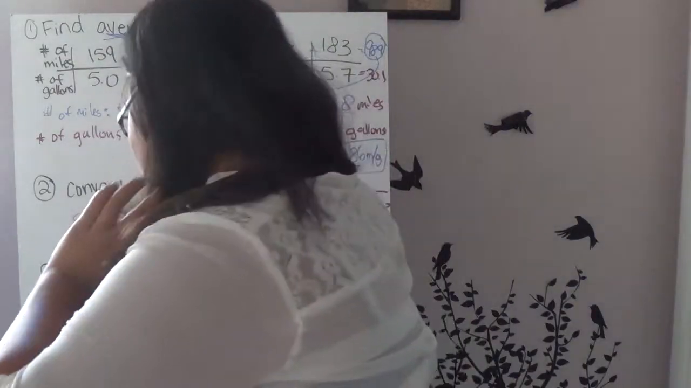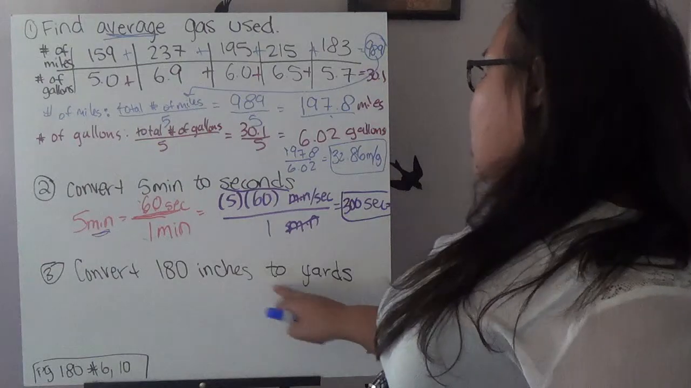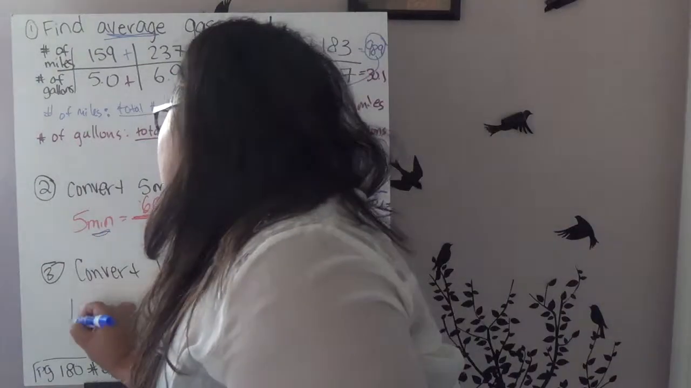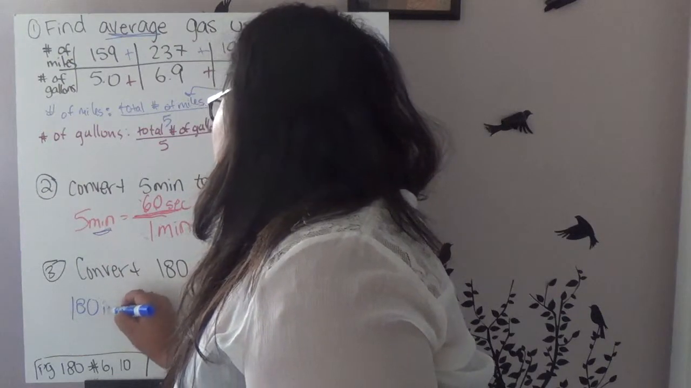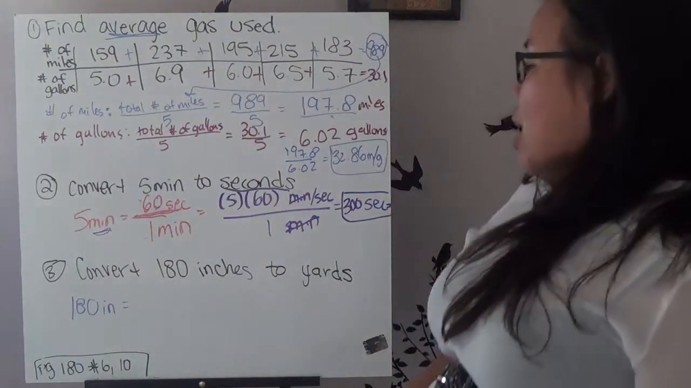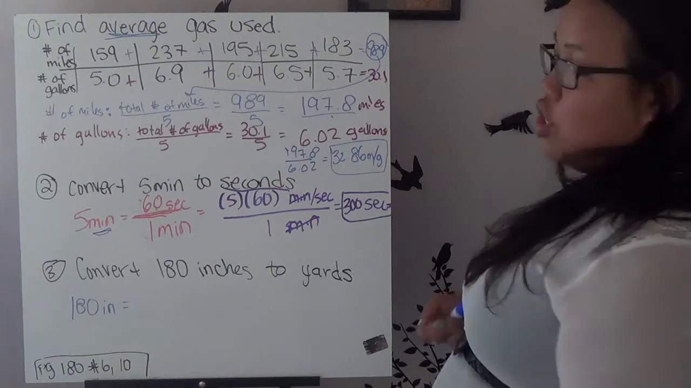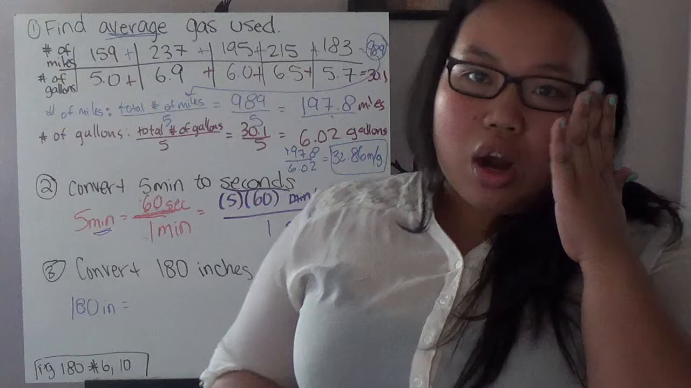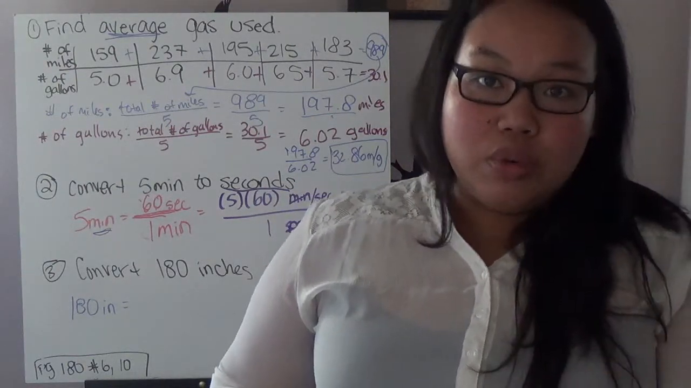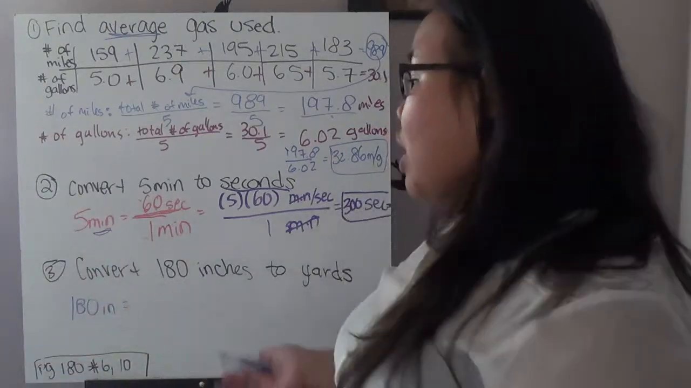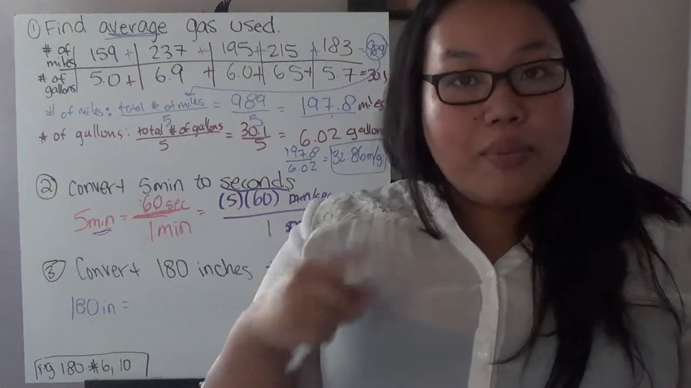So the next one is 180 inches to yards. Okay, so our original is 180 inches. Now, I don't know how many inches there are in a yard, but I do know that there are 3 feet in 1 yard. You can look it up on the internet also, but from the information I do know, I can set up 2 conversions.